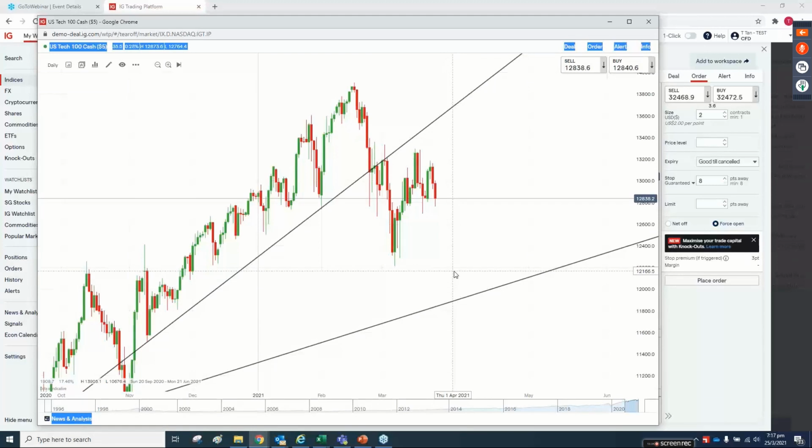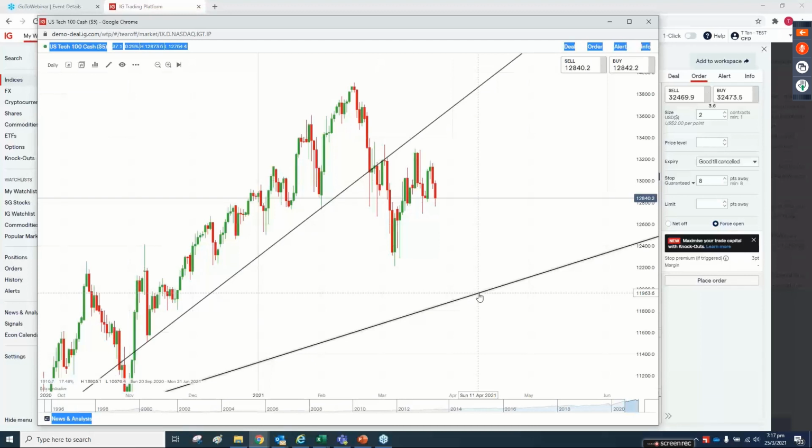Now, if you belong to the second camp, if you believe that Nasdaq is going to go down, what happens is that when the price comes down further, it will then touch this second trend line which we have drawn earlier. So this is the earlier trend line that we have drawn in.